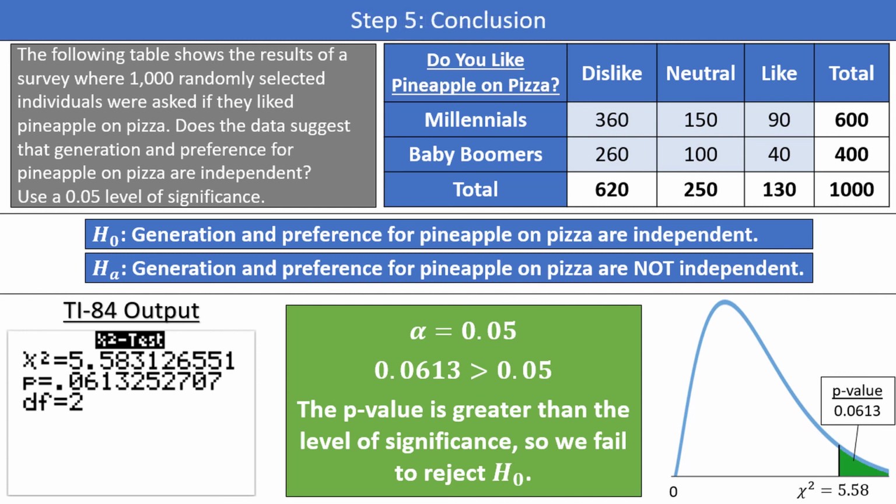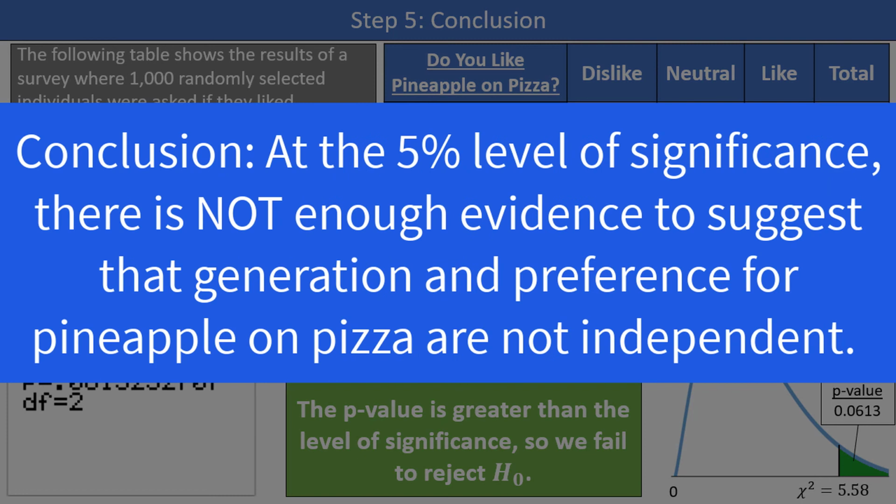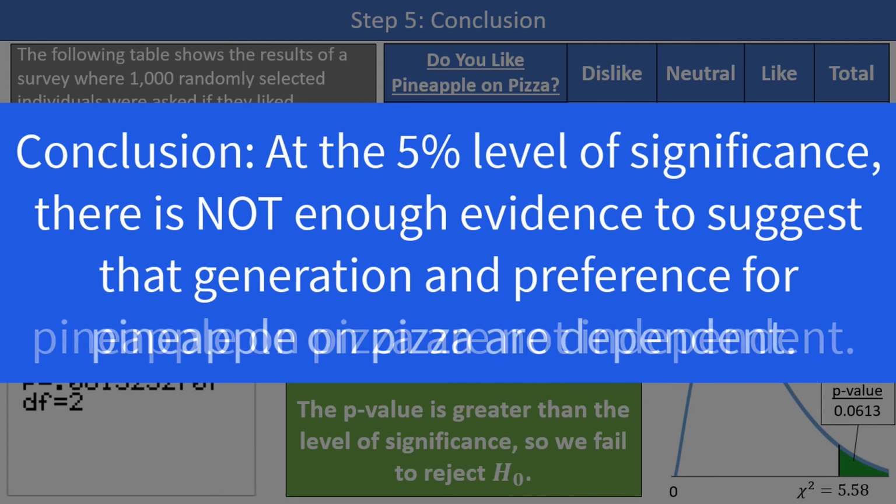Step 5, conclusion. At the 5% level of significance, there is not enough evidence to suggest that generation and preference for pineapple on pizza are not independent. Or if you like, you could replace not independent with dependent.